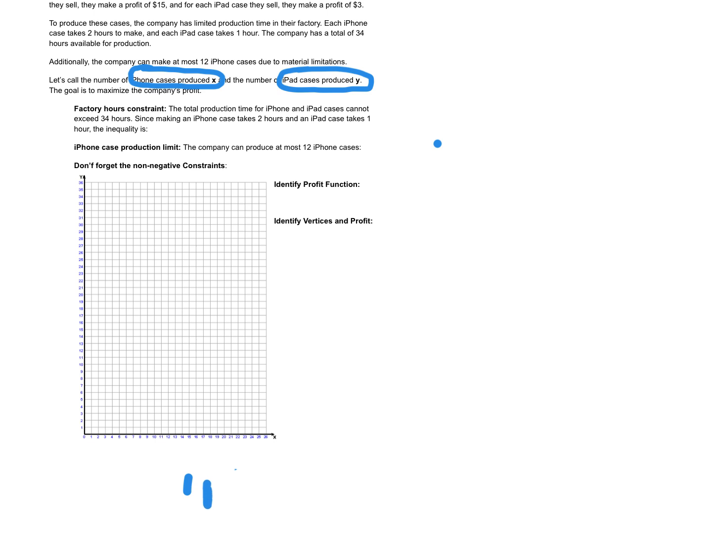iPhone is by the X, so this is iPhone down here. iPad, and it's cases, but we don't have to write that. That's fine. Okay, so far we got it set up. We know what our X is, we know what our Y is. Now, can you write the equation? We practiced that yesterday. Can you write the equation for the factory hours constraint? That means we only have so many hours that we can make these things.